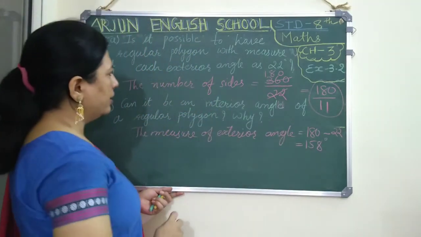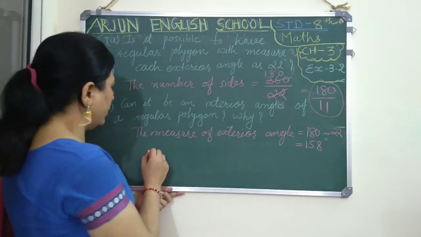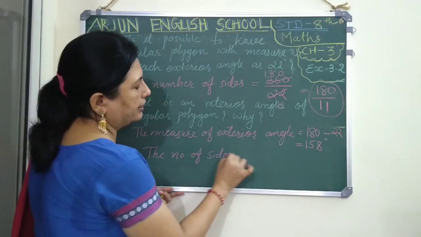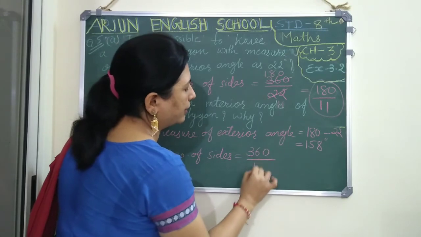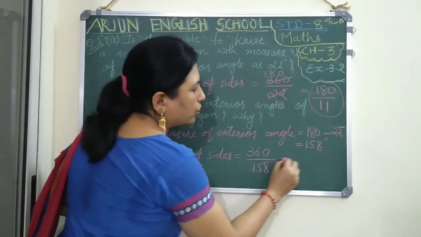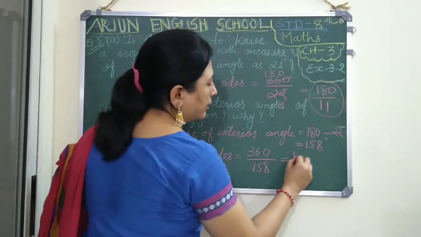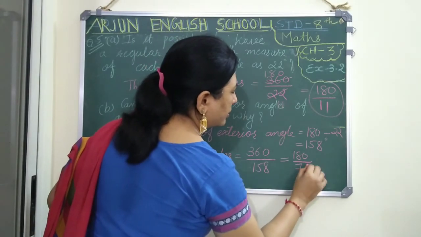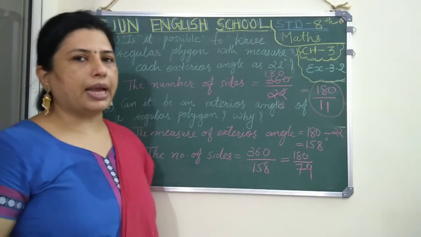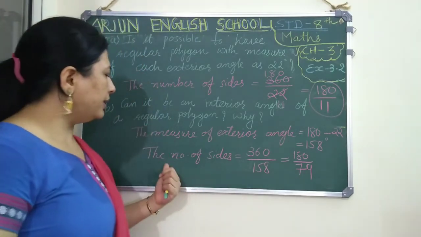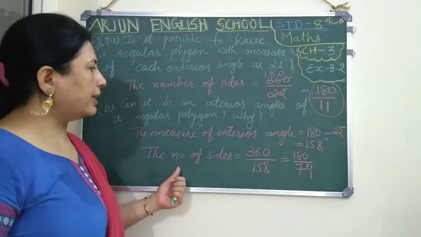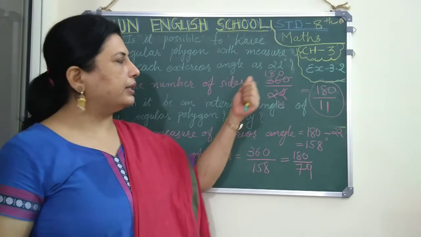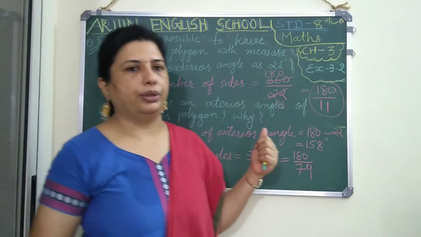Now with the help of this, we need to find out the sides of the polygon. The number of sides is equal to 360 divided by 158. If we divide it with 2, then 180 divided by 79. This is not a whole number and we need the number of sides. So we can say that it is again not possible to have any interior angle with 22 and have a regular polygon.